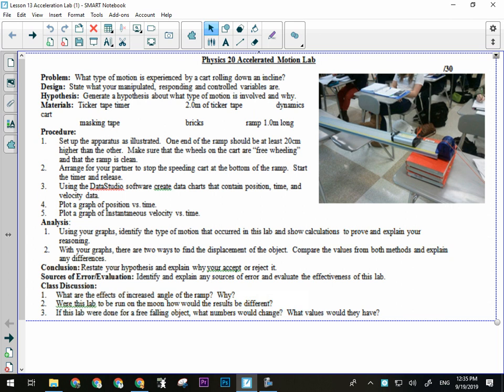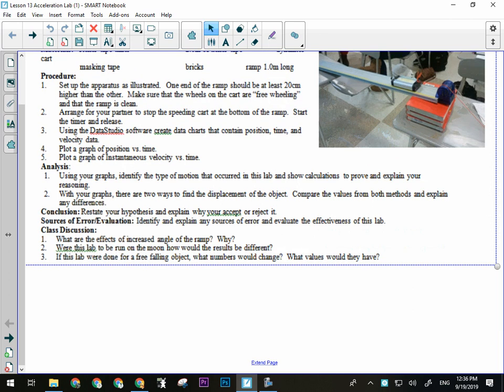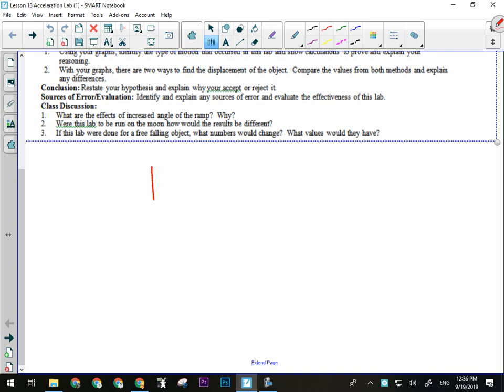Now, if we're watching our app as the cart rolls down the ramp, what shape should we see for the position versus time graph or the velocity versus time graph? Triangle. For which graph? Velocity versus time. Right. We should see that on the velocity versus time graph, and this might be useful in your hypothesis.